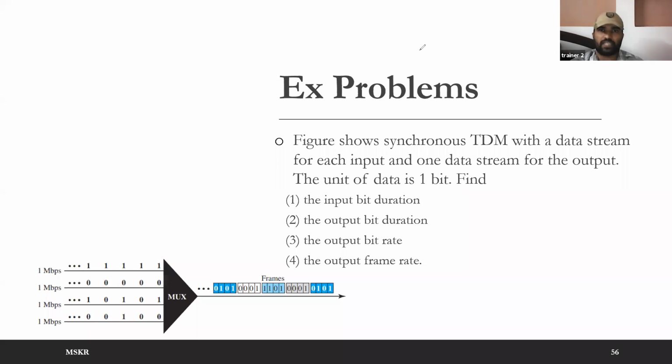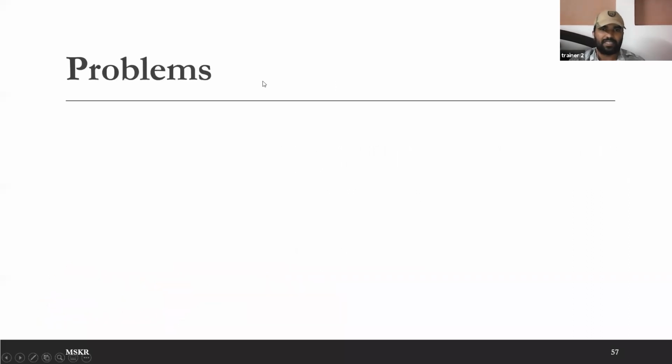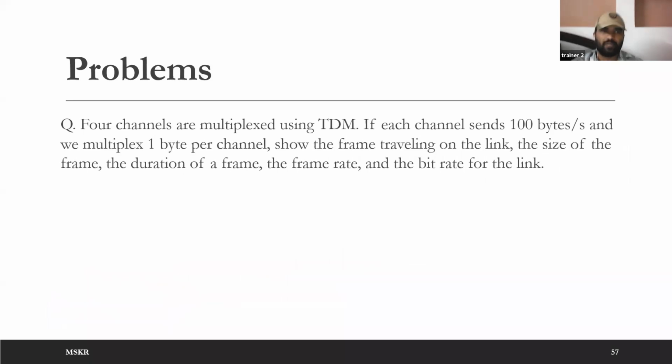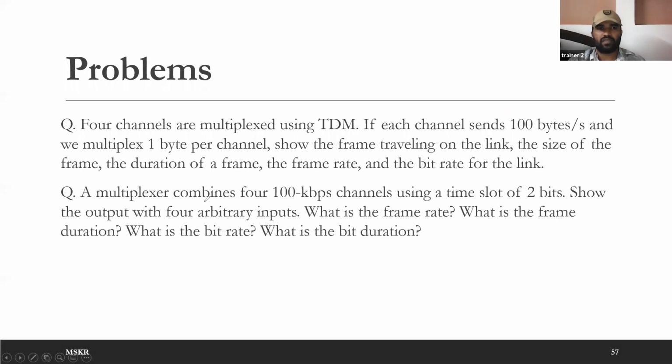You can even go through the textbooks. When you see these color diagrams, normally the textbook is the second textbook, that is the fluorescent textbook. If you are clearly seeing a black and white diagram, you can see it is the Tannenbaum. So this is another example. 4 channels are multiplexed using TDM, and each channel sends 100 bytes per second. So remember, bytes.